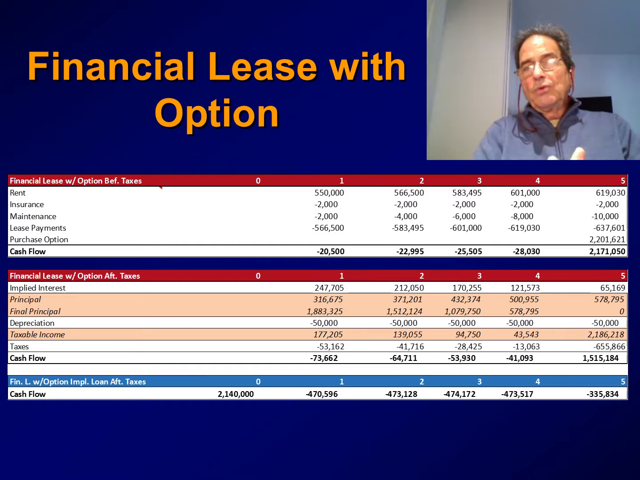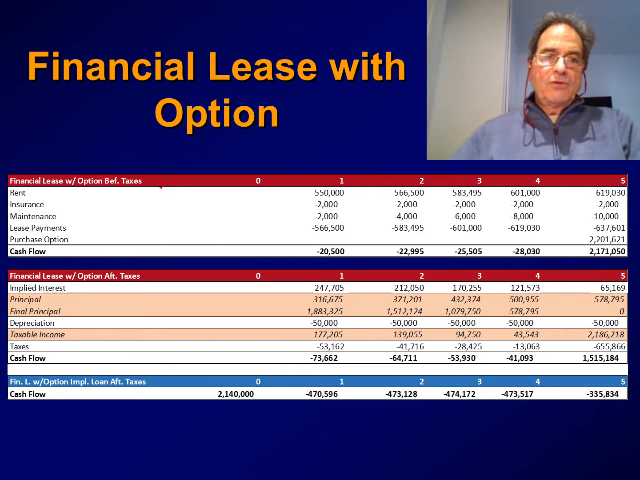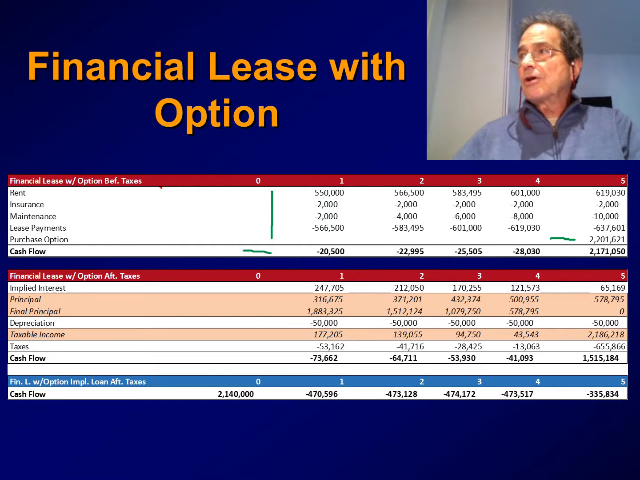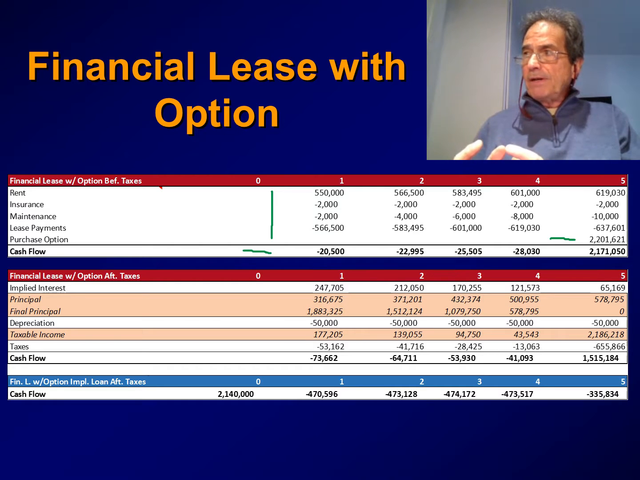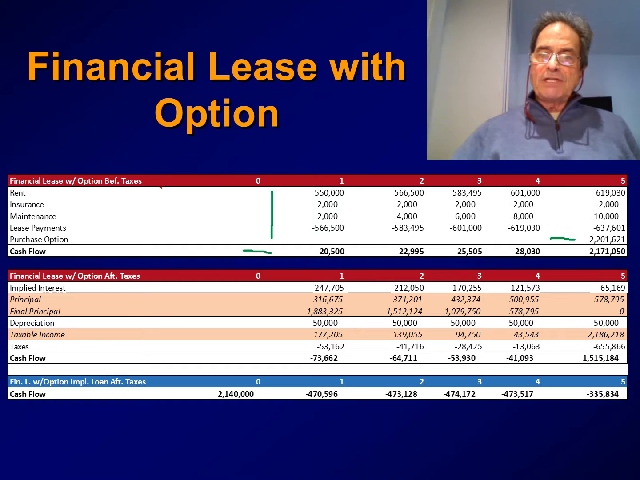Finally, we do the calculations for the financial lease with the option. So first, as we did before, we obtain the cash flow before taxes, accounting for the rent that we can charge, insurance, maintenance, lease payments, and here we add the benefit of the purchase option. In this case, we benefit from being able to buy the property in the end and having a substantial profit. So we have a positive cash flow in the end.